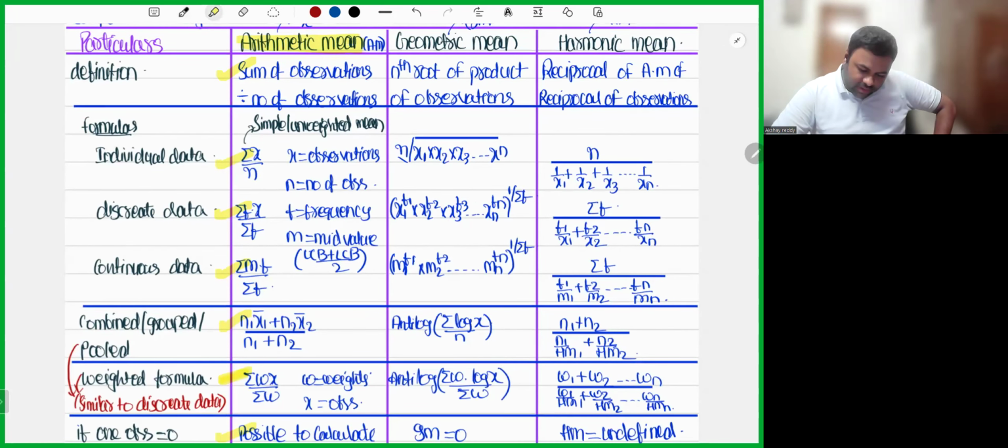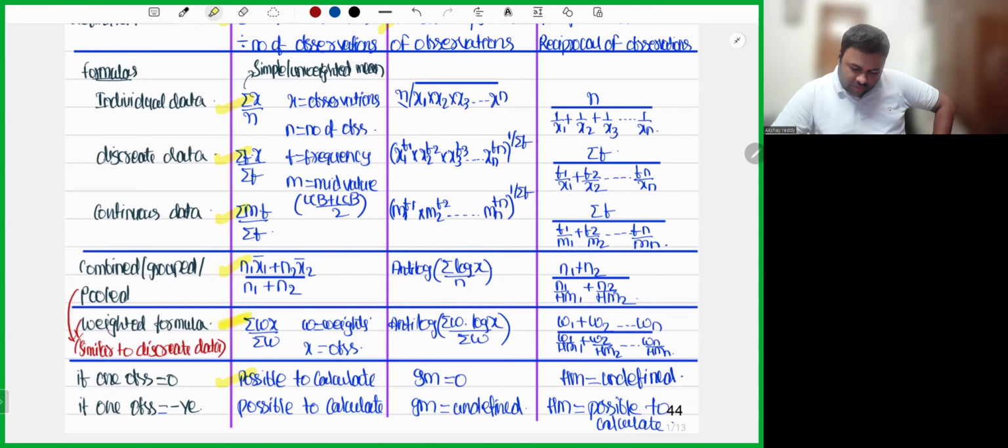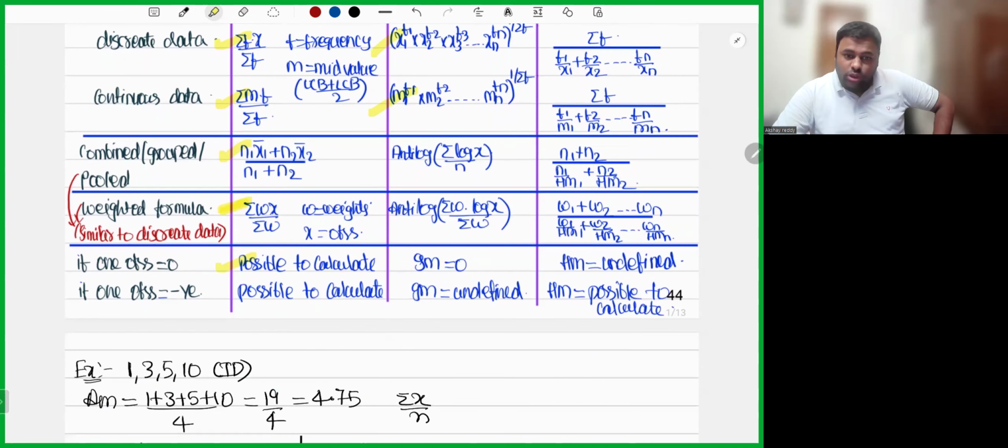So, what is the definition? Nth root of product of observations is called a geometric mean. Individual data formula we have seen, discrete data formula we have seen, continuous data formula we have seen. Now, my dear friends, for a combined or pooled geometric mean, the formula is antilog of summation of log x by n.